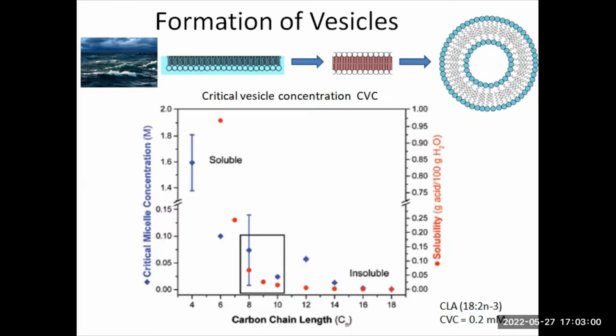As I mentioned at the beginning of the talk, we need a critical vesicle concentration so that we can get a single layer floating at the ocean surface to transform into a double layer floating a little bit below the ocean surface. And we get the formation of this vesicle through forces applied, which could be from the wind, which is creating waves on the ocean surface.